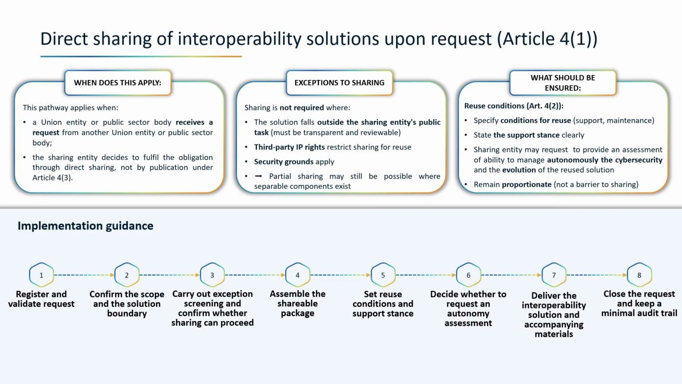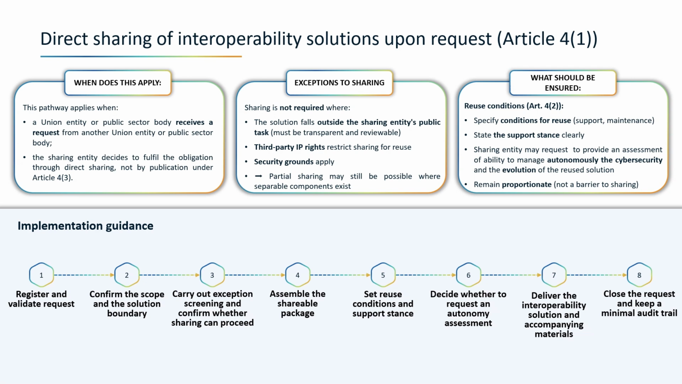So pathway 3 is direct sharing upon request. This pathway applies when someone has asked for your solution and you are sharing it directly rather than publishing. There are three exceptions that can apply. The first one is if the solution falls outside your public task, but that must be transparent and reviewable.